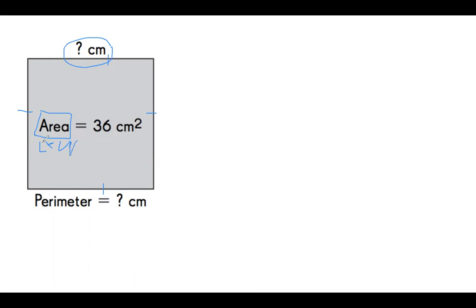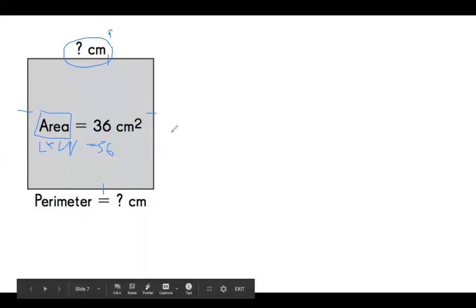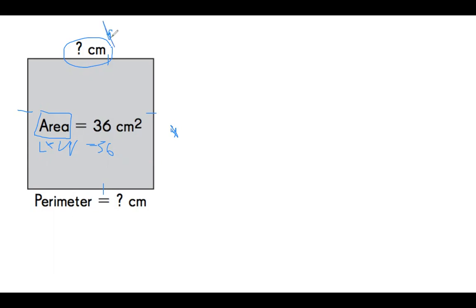All right, I know that my length times my width is going to get me to 36. So I might be like, oh, well, 9 times 4 is 36, but that's incorrect because this is a square, and it doesn't make sense for this to be 9 and this to be 4 because these have to be the same number because it's a square. So it can't be 9, it can't be 4. You need to think, well, what times what gets me to 36?